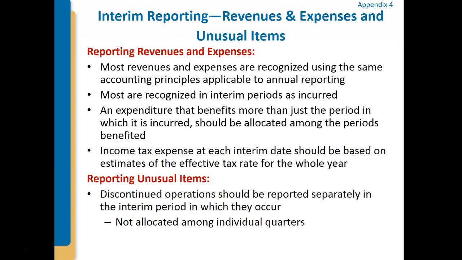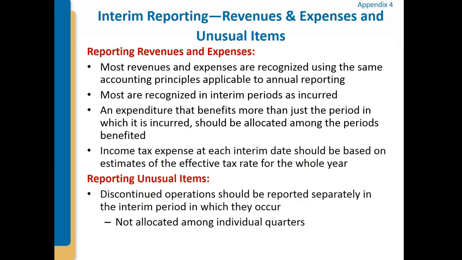But when an expenditure clearly benefits more than just the one period in which it's incurred, the expense should be allocated among the periods benefited on an allocation basis consistent with the company's annual allocation procedures. For example, annual repair expenses, property tax expense, and advertising expenses in the first quarter that clearly benefit later quarters are assigned to each quarter through the use of accruals and deferrals. Costs and expenses subject to year-end adjustments like depreciation are estimated and allocated to interim periods in a systematic way.